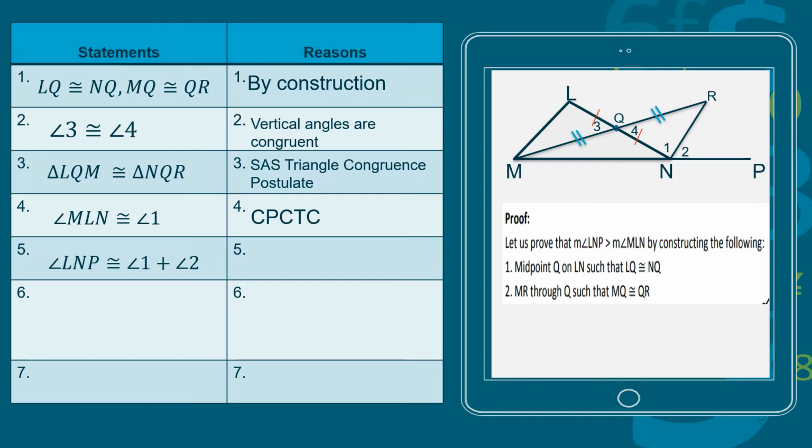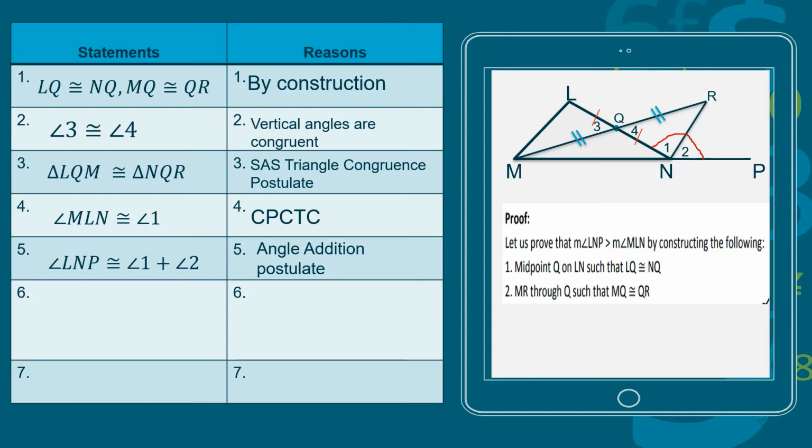Where is our LNP? Here. When we combine angle 1 and angle 2, we have angle LNP. And of course, because we combined the two angles, the reason is the angle addition postulate. Now, for number 6, based on statement number 5.